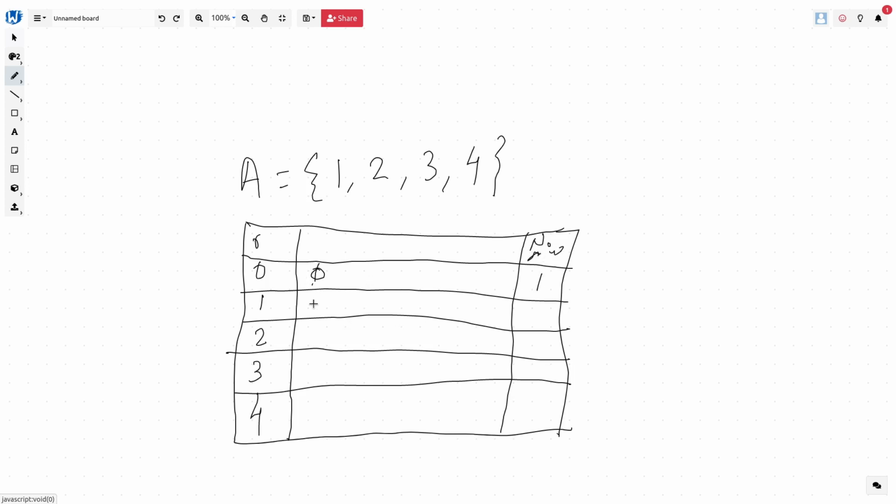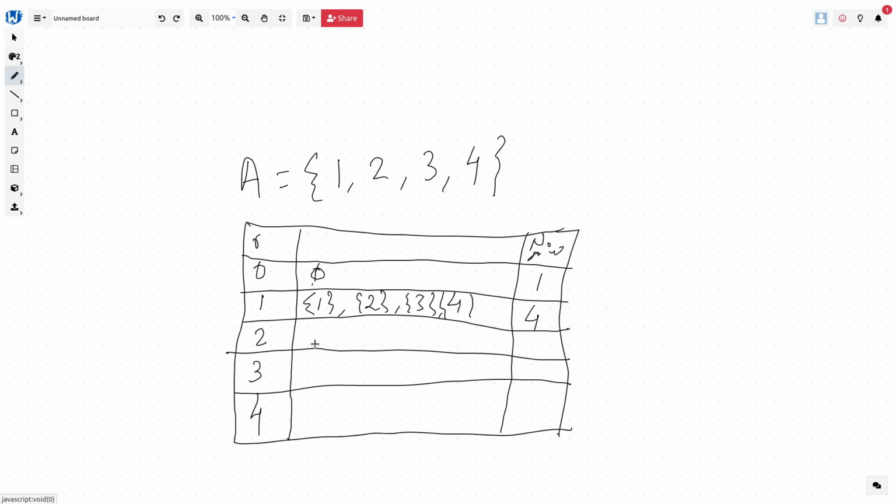Now with 1 element, you can form 4 subsets, which are namely 1, 2, 3, 4. Please note, since 1 is an element, 2 is an element, 3 is an element, 4 is an element, there are 4 subsets which can be formed of one element from this set. So this can be formed via 4 ways.